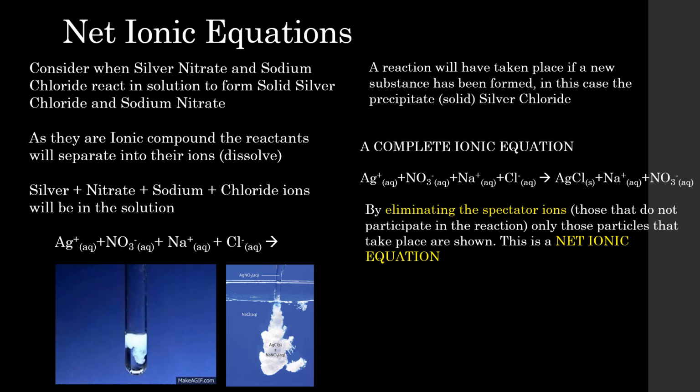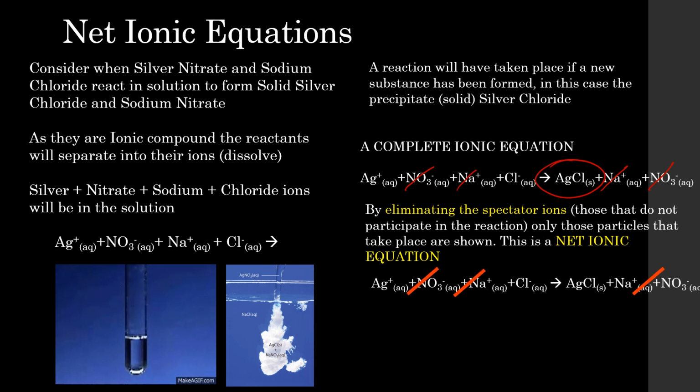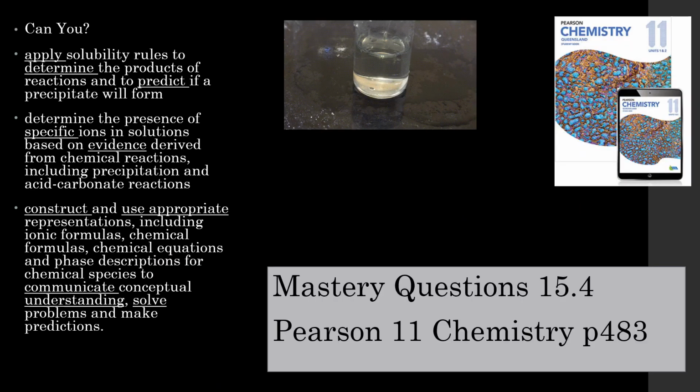Now, those ions that do not take part in the equation are called spectator ions. So if I have a look here, I can see that I've got silver chloride formed. So that's the important part. So I remove the sodium, I remove the nitrate from both sides of the equation. So there's the sodium and there's the nitrate. And so what I can form, oh, I've done this the long way. A net ionic equation of silver ions plus chloride ions in solution will form solid silver chloride.